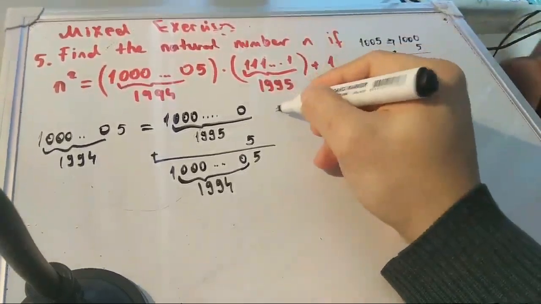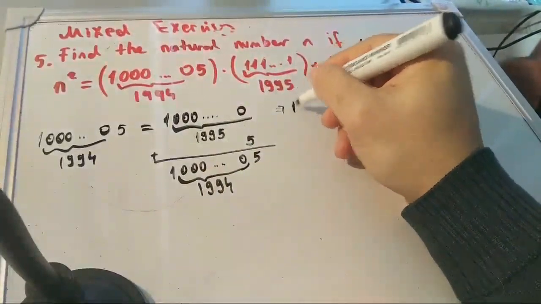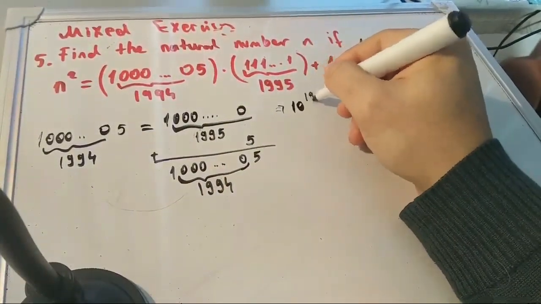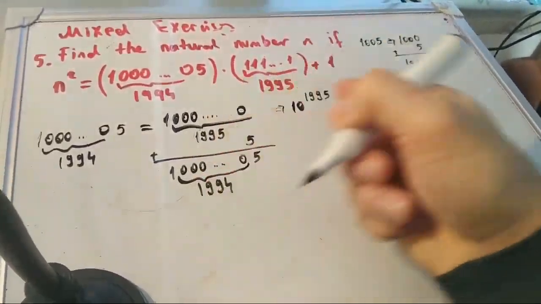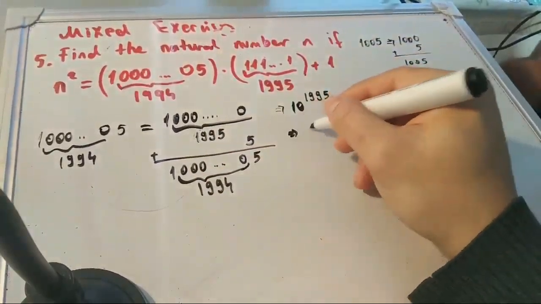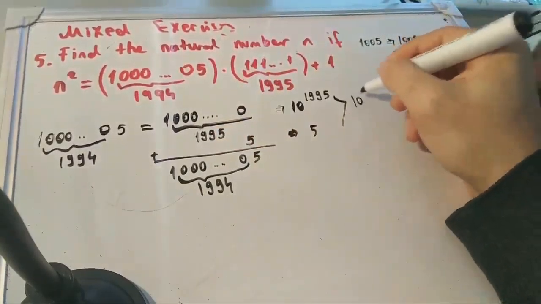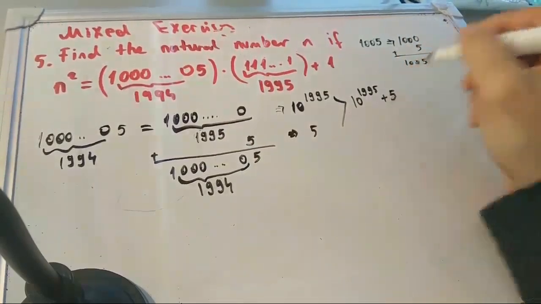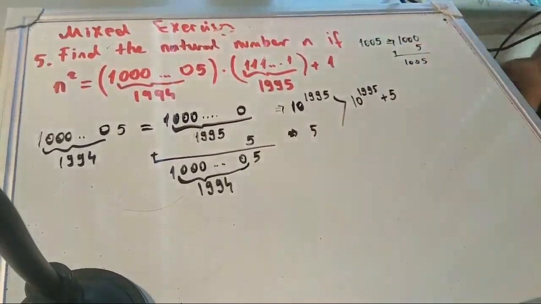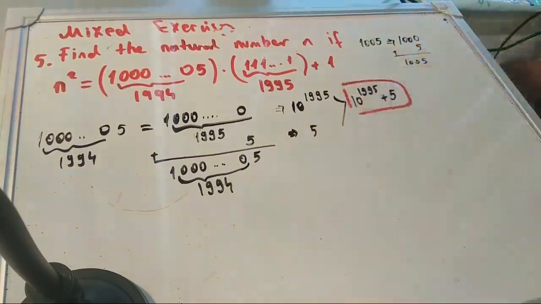So this number is 10 to the power of 1995, right? And here we have 1. When we add these numbers, we will get 10 to the power of 1995 plus 5. Yes. It is the first step.